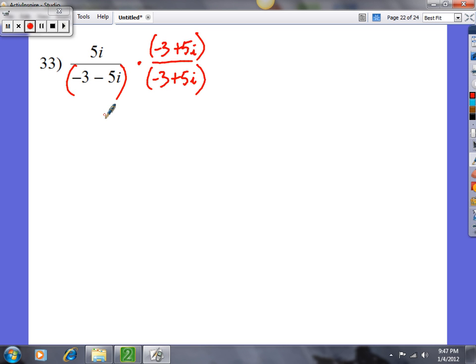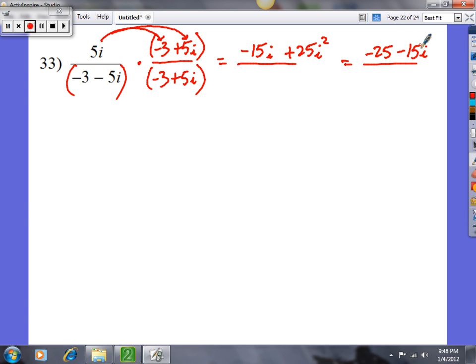Okay, let's do the numerator first. So 5i times a negative 3 is a negative 15i, and 5i times 5i is going to be 25i squared, but i squared is equal to a negative 1, so let's change that. 25 times a negative 1 is just a negative 25 minus 15i. So we put the real number first, the negative 25, then the imaginary number, negative 15i.